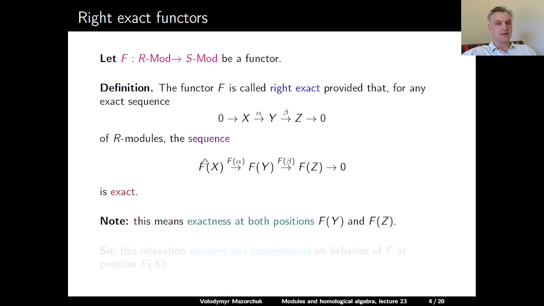Note that in the second sequence we do not have this leftmost 0. So when we say that this sequence is exact, what we really mean is that it is exact in the positions of F(Y) and in the position of F(Z). There is no requirement on the behavior of F at the position F(X).